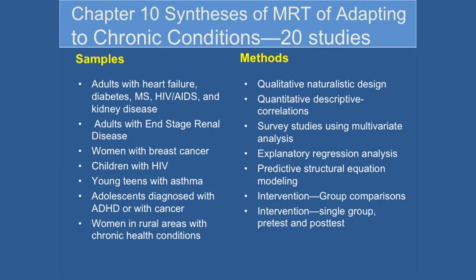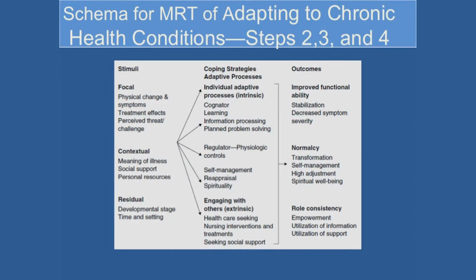The methods used in these 20 studies included qualitative naturalistic design, quantitative descriptive correlational, survey studies using multivariate analysis, exploratory regression analysis, predictive structural equation modeling, and an intervention study of group comparisons, and an intervention study with a single group, pre-test, post-test. Moving then to the schema for this middle range theory of adapting to chronic health conditions.